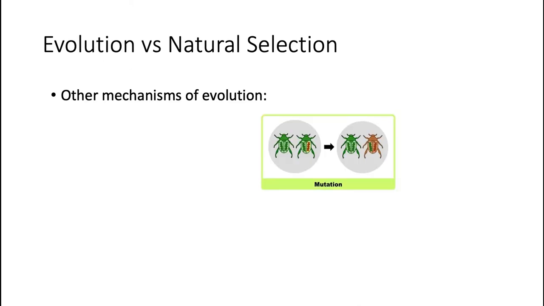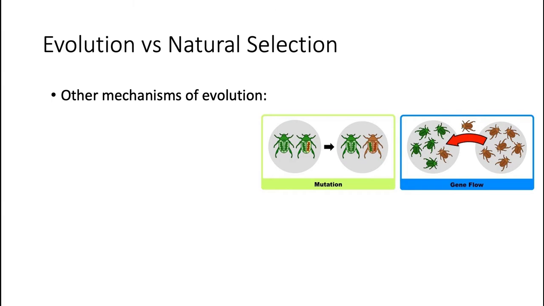So other mechanisms of evolution, we have mutation, like I mentioned before. So those are random mutations. Gene flow, we might have two different populations and one species moves to another population and shares its alleles with that population, differentiating the gene pool, right?